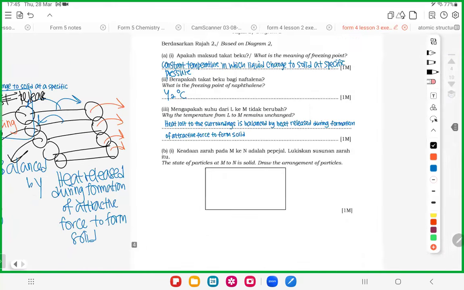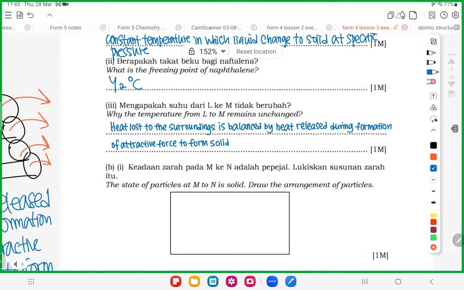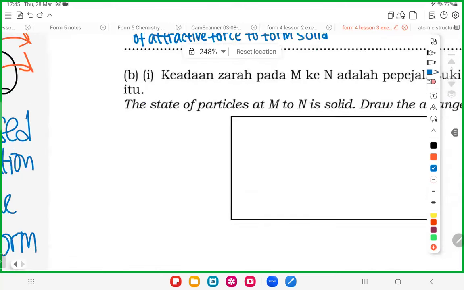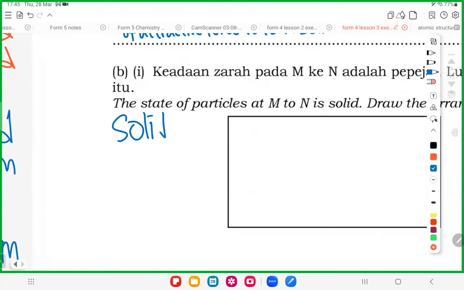Okay, next one. The state of particle from M to N is solid. So draw the arrangement. This is quite easy, right? You learned previously how to draw solid. So remember, when we draw solid in SPM, it is different from how you draw solid in your form 1, form 2, or form 3. In your SPM, everything is more strict now.